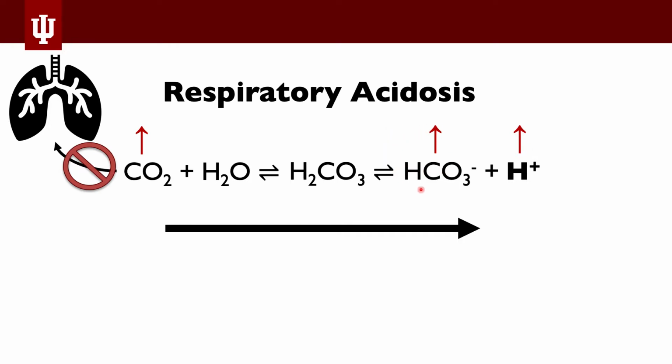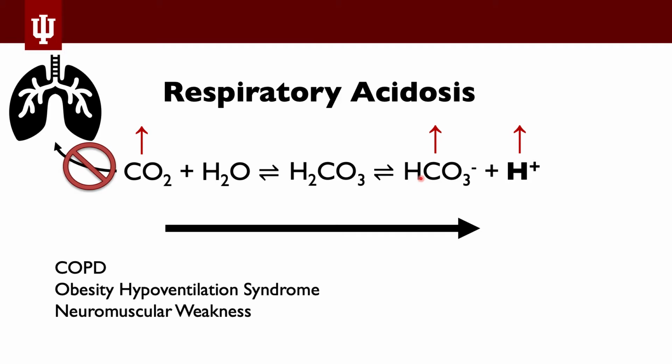In each of these, you're going to see an elevated bicarbonate. That's a buffer system, and it's produced by this breakdown of carbonic acid. Etiologies that cause this are COPD, obesity hypoventilation syndrome, neuromuscular weakness, and of course respiratory suppression via opiates. You're actually going to see the CO2 level rise much more quickly than you'll see the oxygen levels fall in most of these states.